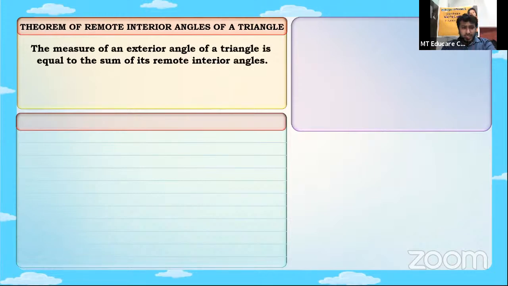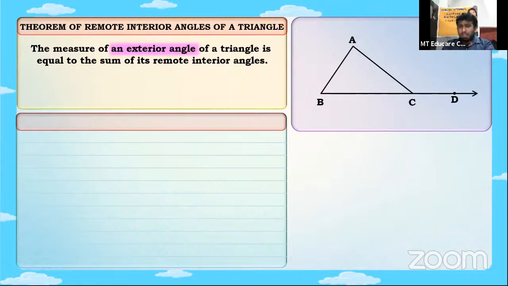Students, the question says: the measure of an exterior angle of a triangle is equal to the sum of its remote interior angles. So students, which object are we talking about? Yes, a triangle. In a triangle, you should have an exterior angle. So to get an exterior angle, I'll extend any one side. So I'm extending BC till point D.